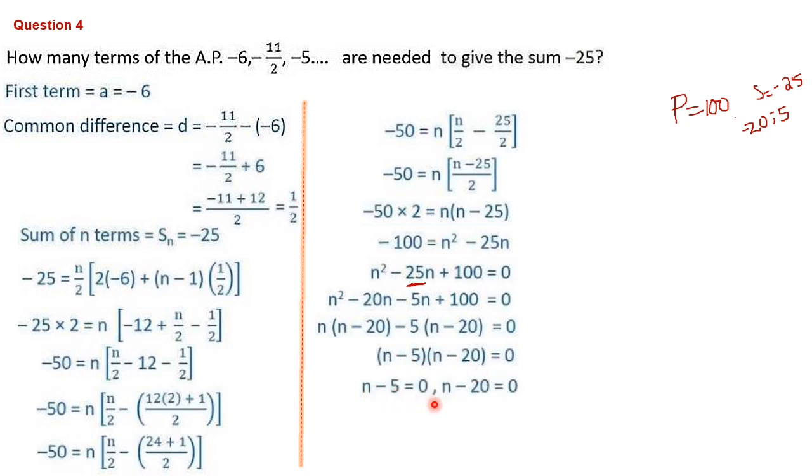n minus 5 is equal to 0 or n minus 20 is equal to 0. So n is equal to 5 and n is equal to 20. Both the values give the required sum.